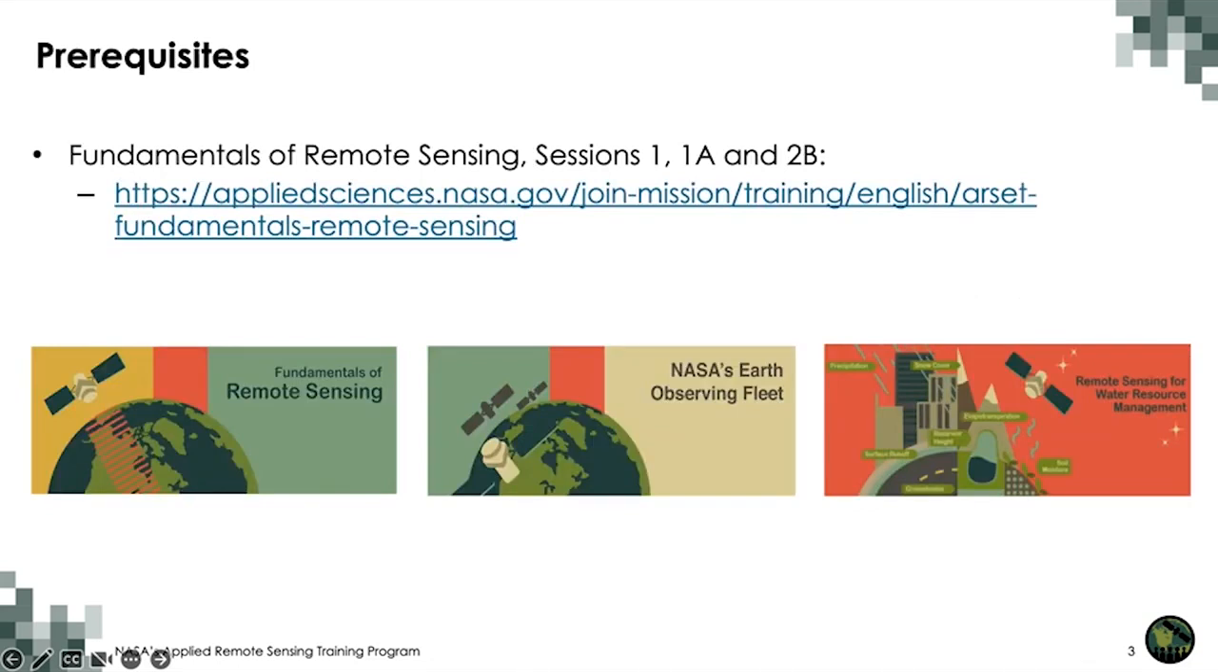There are several prerequisites. These three webinars shown here from RSET provide information about fundamentals of remote sensing, about NASA's Earth observing satellites and sensors, and remote sensing for water resources management. All three webinars have information that helps in following the current webinar and makes it easier.